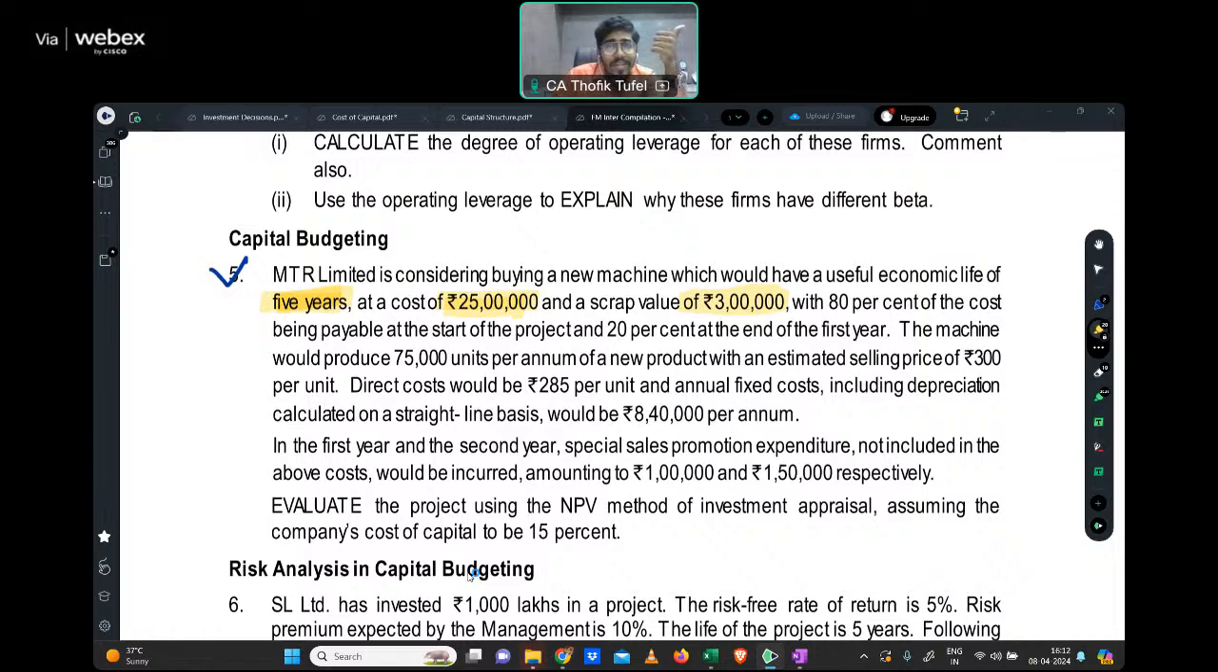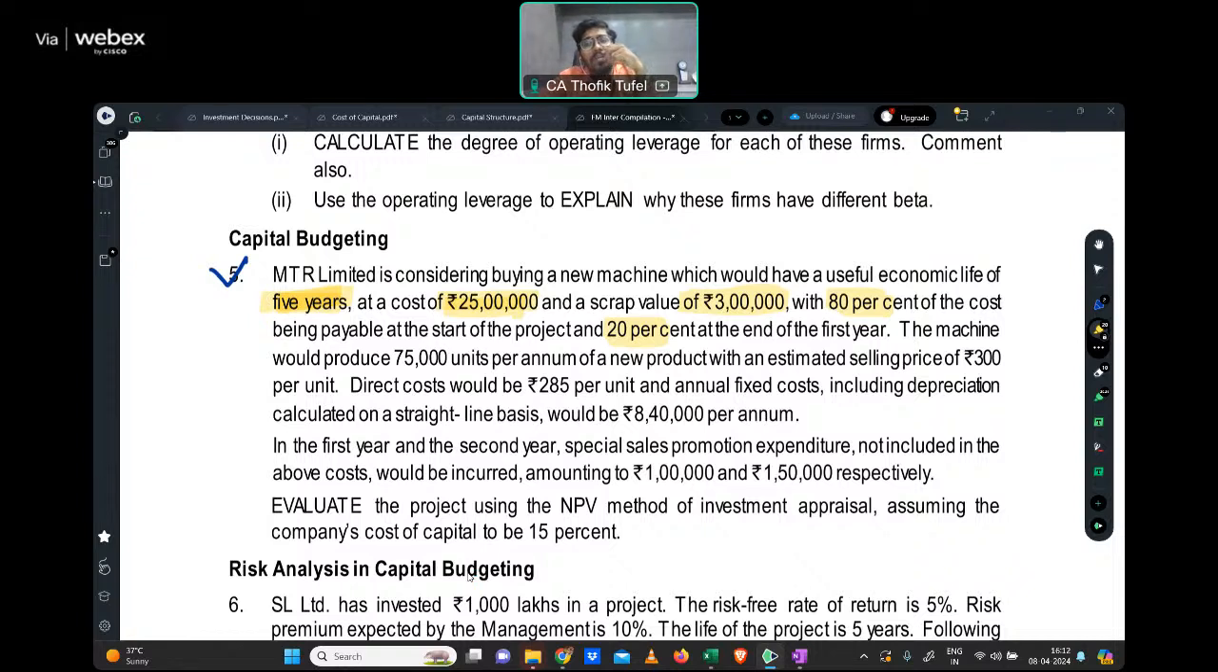And of this 25 lakh, 80% I want to pay in the 0th year, and 20% I have to pay in the first year. Which means 25 lakh into 80%, so 20 lakh rupees I have to pay in the 0th year. So the 0th year outflow will be 20 lakh, 5 lakh will be the first year outflow, and 3 lakh will be the 5th year inflow.